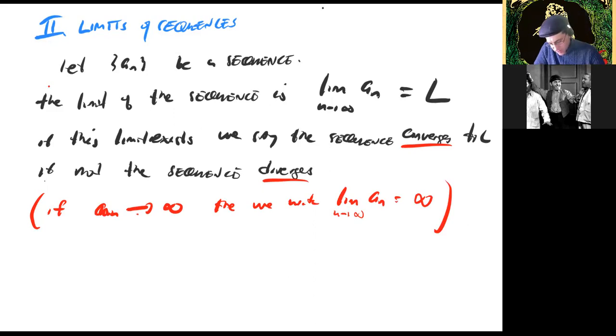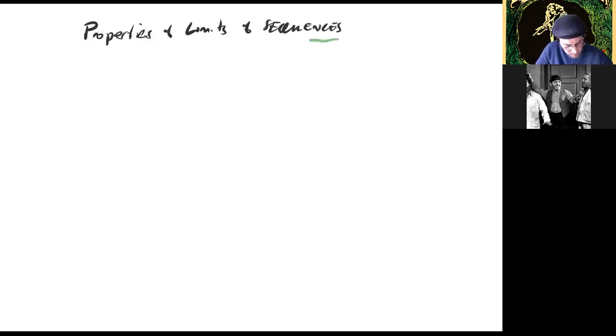So I need to clear the screen. So, properties of limits of sequences. And these should not be surprising because you learned about limits before. So I'm going to talk about several properties. So first of all, one, the limit of a sum is the sum of the limits.